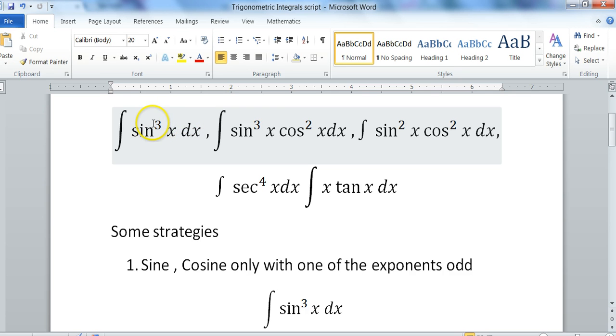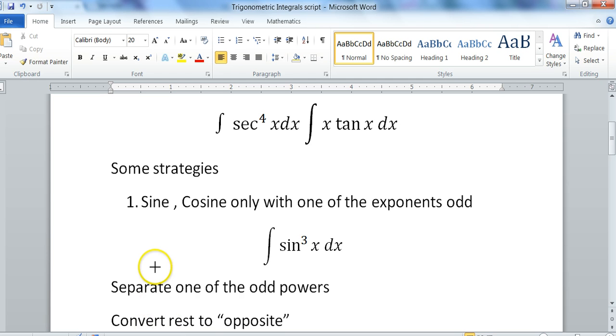Now let's look at the first type. The first type is where we have a sine or a cosine, with sine cubed. If you look at this right here, you will notice that the power of the sine is odd, and here too, if you look at the previous one that we had, the power is odd. So what kind of method can we use to attack this type of integral? That's the next thing that we want to look at.